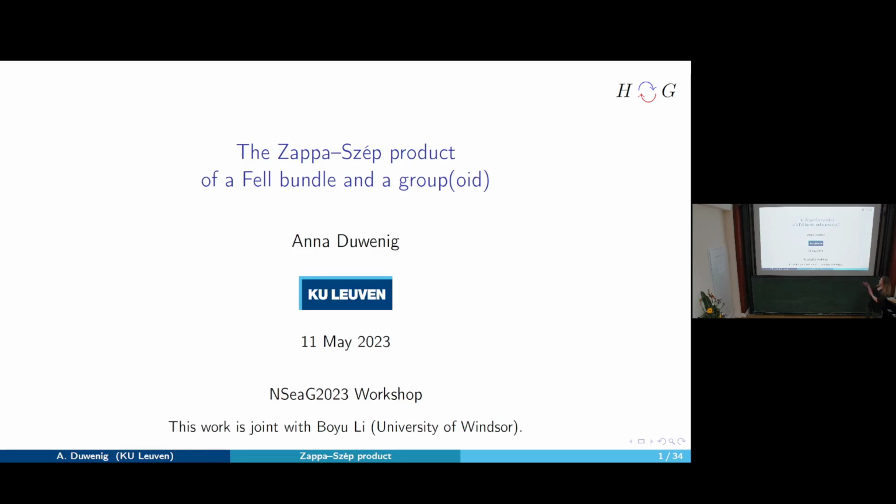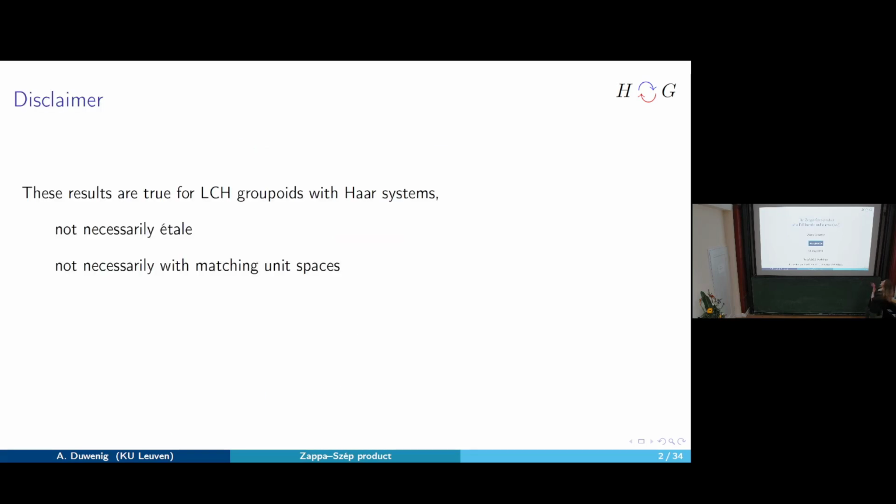So this is joint work with Duwenig. The results I'm going to talk about are true for locally compact Hausdorff groupoids. You don't necessarily need a tunnel. Our system is sufficient. You don't need matching unit spaces, if you know what that means. But I will just give you the definitions for discrete groups because it's already pretty heinous as is. But always keep in mind you can do this for groupoids.